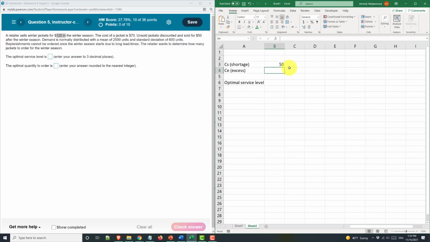Okay, excess is the opposite. Like you ordered 100 jackets and demand is 101, so you're short of one. Sorry, you ordered 100 jackets and demand is 99, and so you have one extra jacket. That's an excess. So if you have an extra jacket left over, you'll sell it for $50, but it costs you $70, so you're going to lose $20 on that.